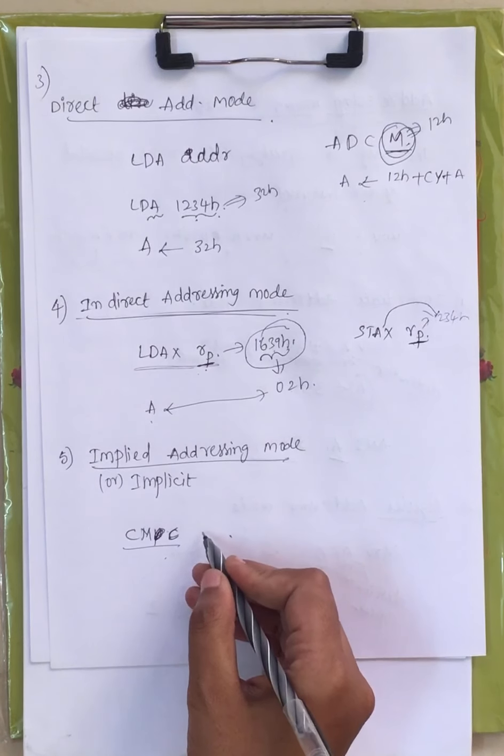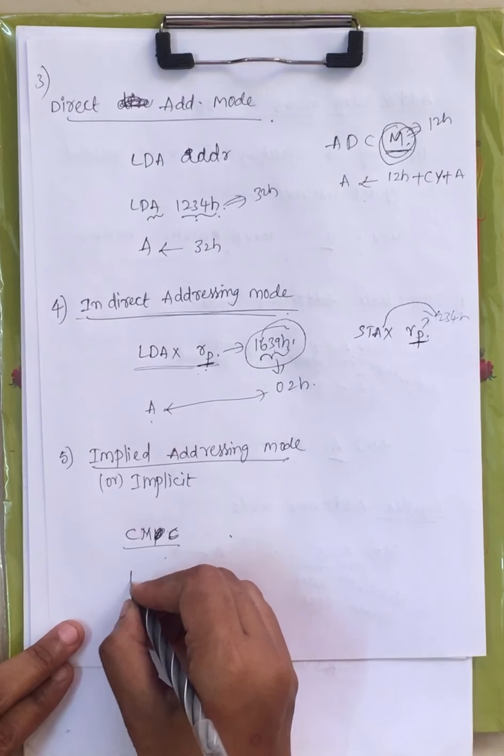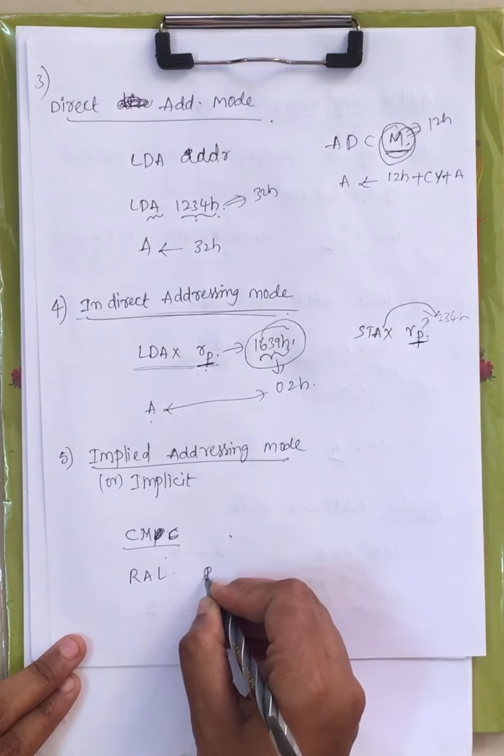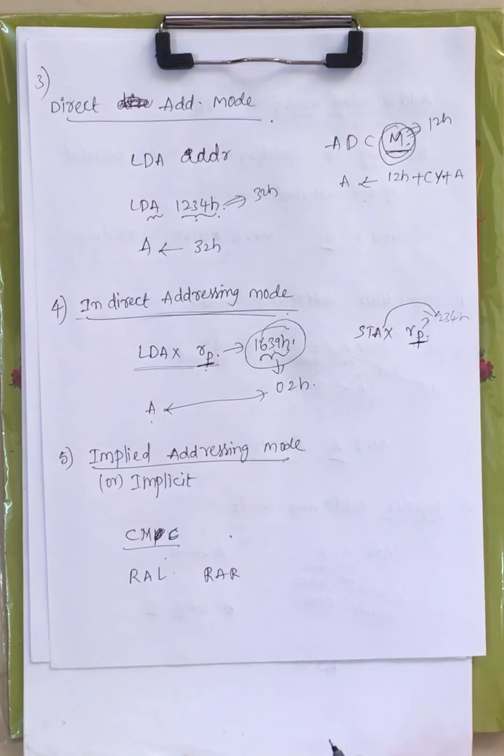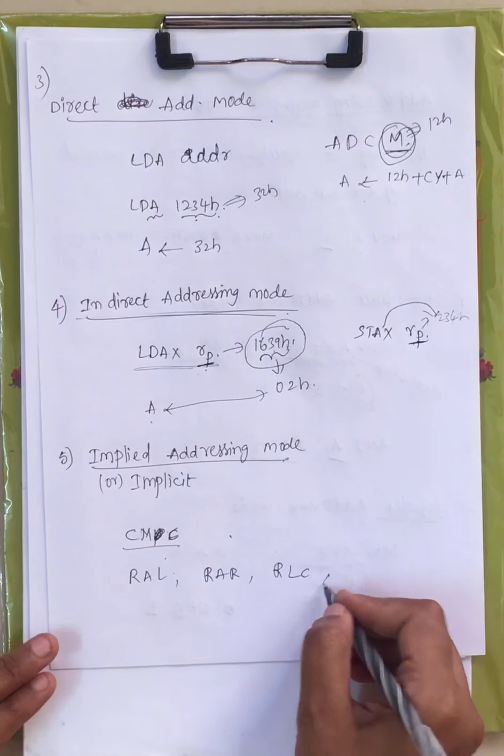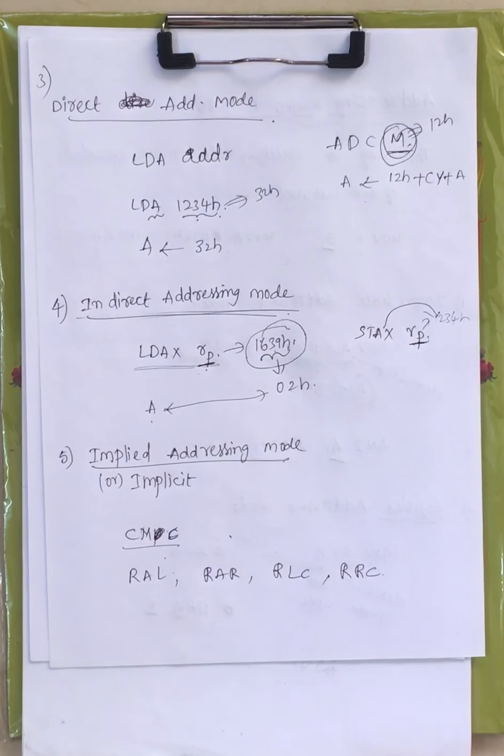Now if you see this instruction, here we don't have any source operand or destination operand, right? Next we have rotate accumulator instructions. We have RAL, rotate accumulator left through carry, and next we have RAR, rotate accumulator right through carry, and next we have RLC, rotate accumulator left, and next we have RRC, that is rotate accumulator right.